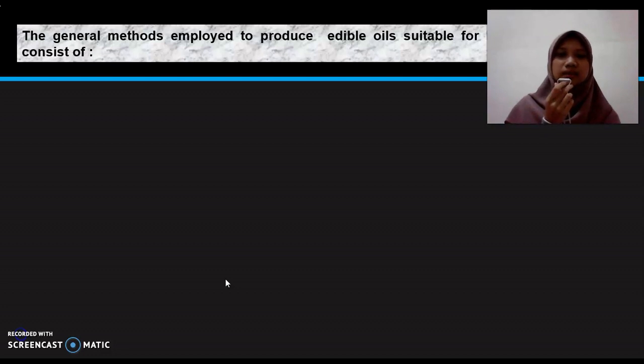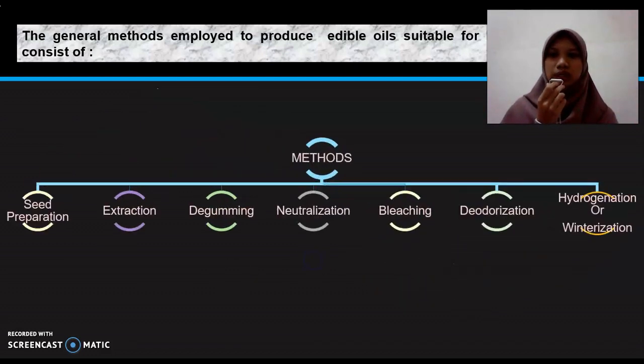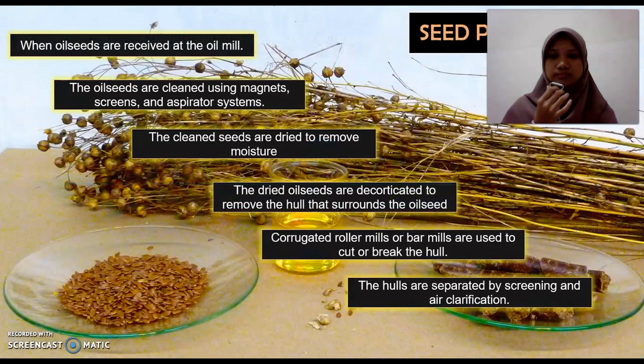The general method employed to produce an edible oil that is suitable for human consumption consists of 7 to 8 steps, which are: first seed preparation, extraction, degumming, neutralization, bleaching, deodorization, hydrogenation, or sometimes winterization.